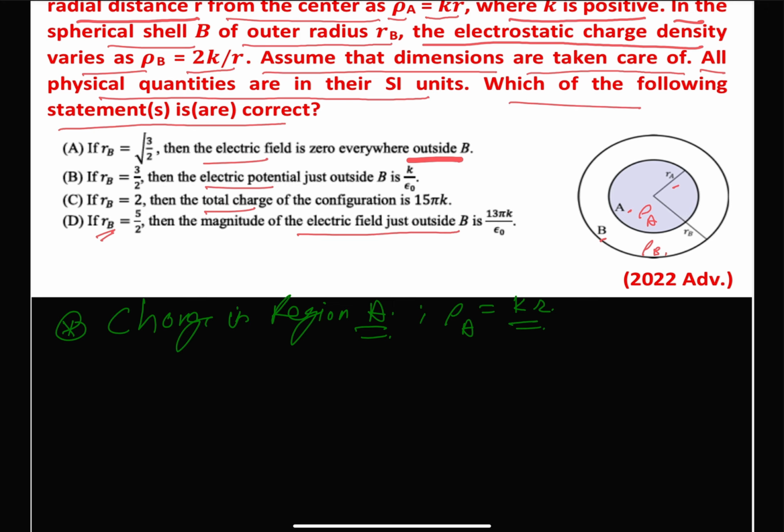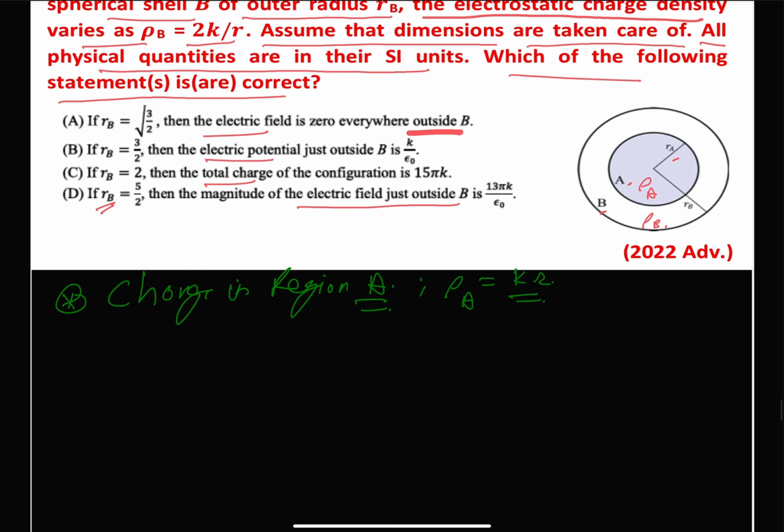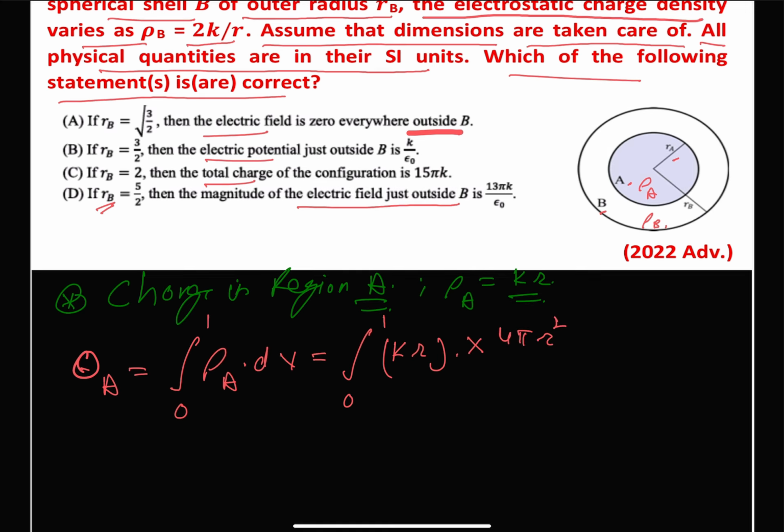Therefore we can say that if the charge in region A is given as QA, then QA will be equal to the integration from 0 to 1, because the value of R is given as 1, of rho A times the small volume dV. The volume we know is 4 pi r cube by 3. We can just directly solve it. So this comes as 0 to 1, this comes as kr, and it will be coming as 4 pi r square, and this is our dr.